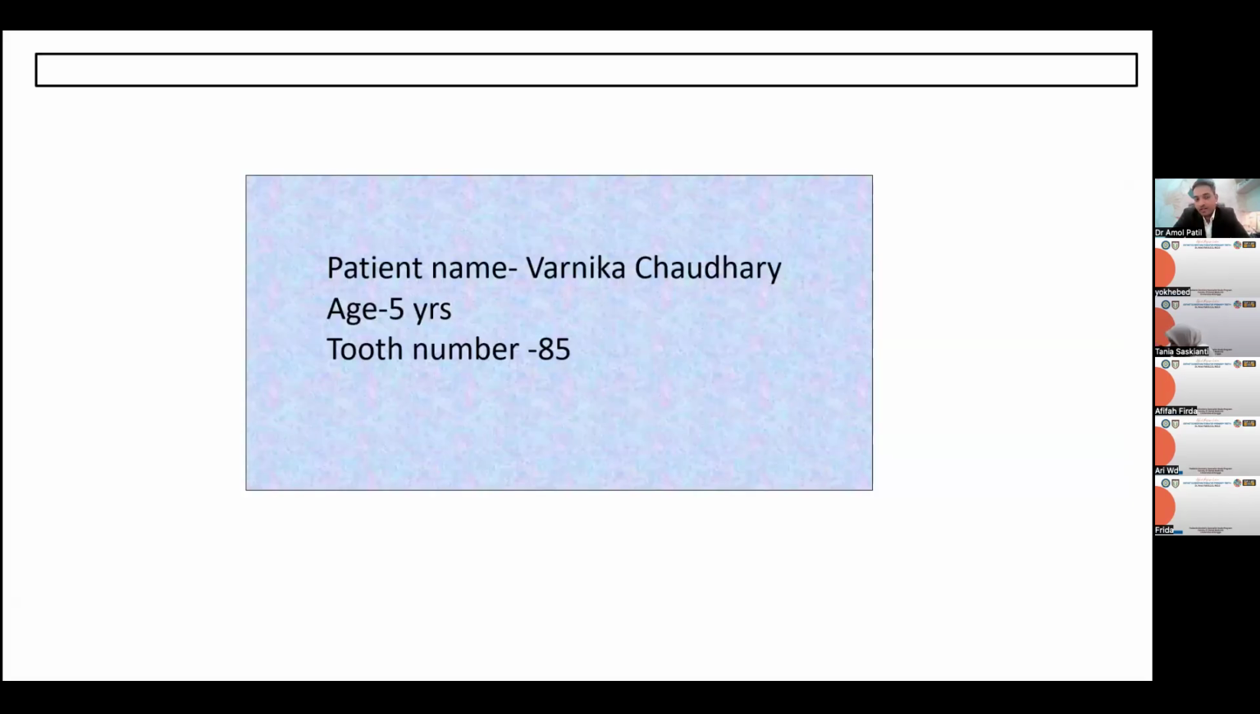It's the second case. Patient's name is Varnika Chaudhary. She's 5 years old, tooth number 85. Again, an indirect restoration was placed.